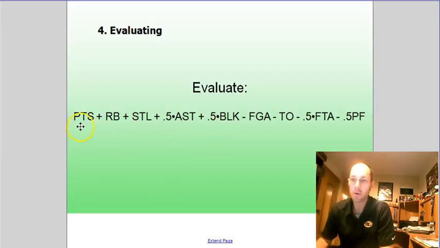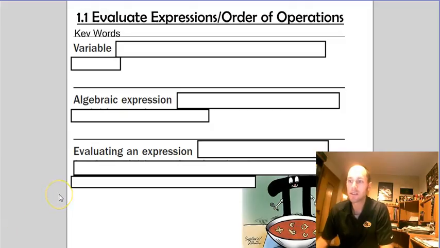So we take the player's points, rebounds, steals, add those up, take half a point for an assist and half a point for a block, and subtract a point for every field goal that they attempt, for every turnover they make, subtract half a point for every free throw they attempt, and half a point for every foul. And so this would evaluate how good the player is. A better player would score more points based off the statistics they get during the game. So that's how expressions are used.